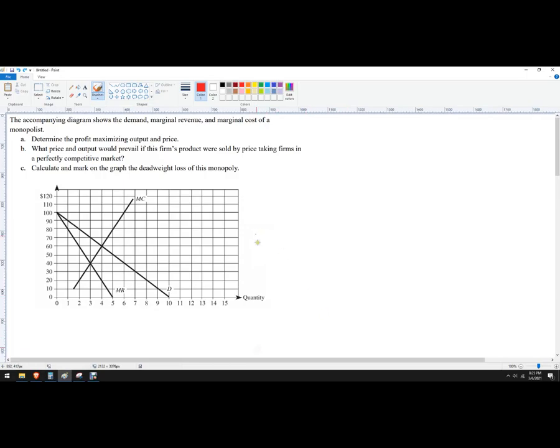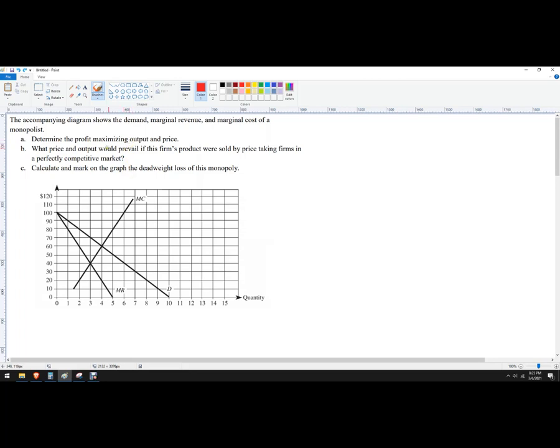Hello, in this video we're going to solve a problem where we've got a monopoly and we need to figure out in part A what is their profit maximizing output and price, what price would happen if it was perfectly competitive, and calculate the deadweight loss on the graph.